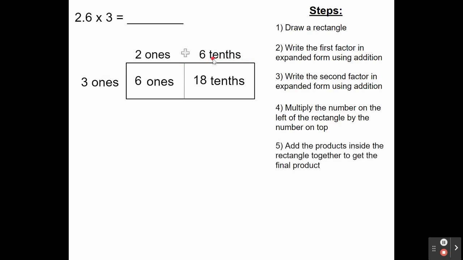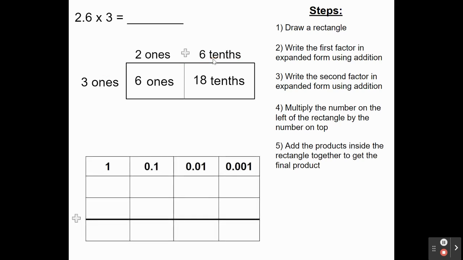Finally, let's add these products together to find the final product, or the whole total answer. So in a place value chart, we're going to place 6 in the ones place. 18 tenths is going to have the 8 in the tenths place, and we're going to regroup the 1 to the ones place. We're going to place a decimal point in between the 1 and the 8 because it always goes between the ones and the tenths place. Wherever there's a blank spot, we're going to put a 0.